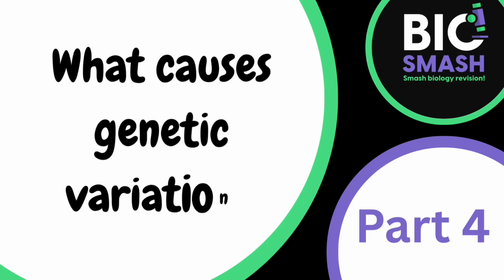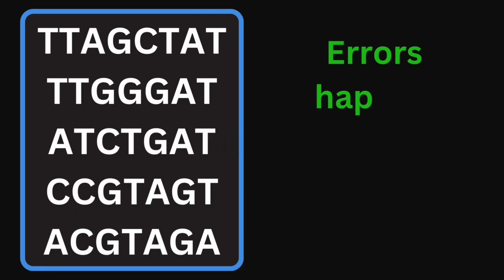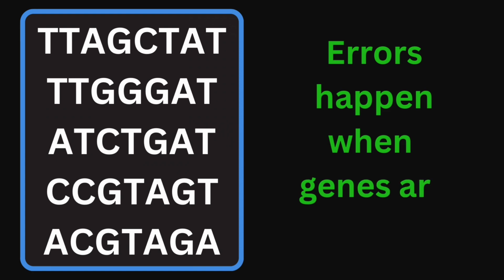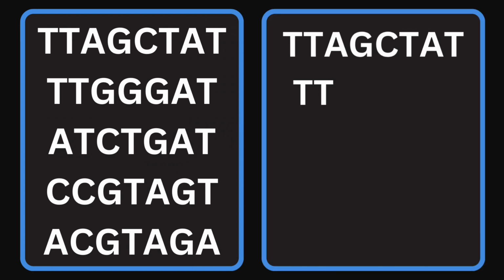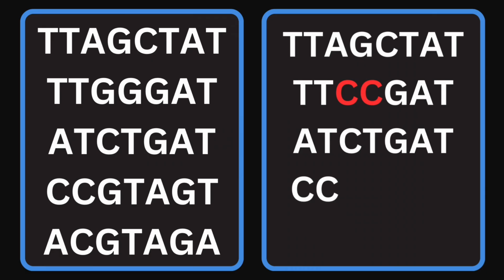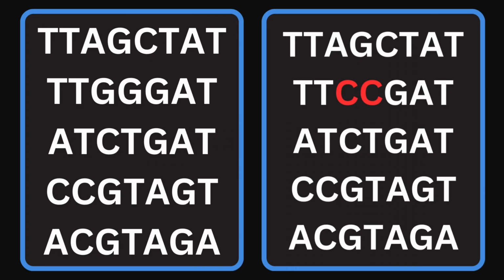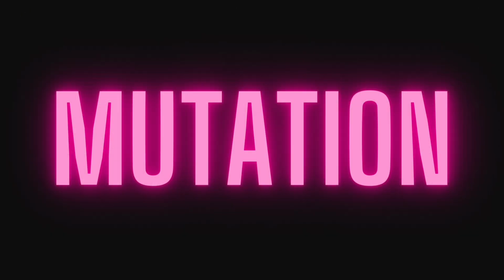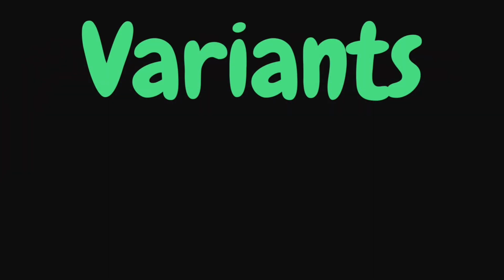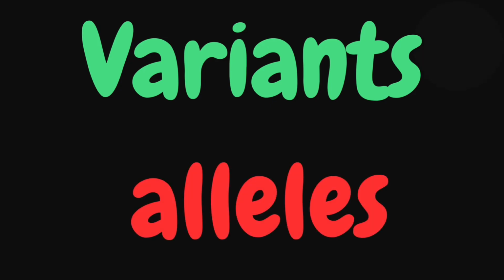Let's look at what causes genetic variation. When genes are copied, mistakes can happen, just like when you're copying out work. So, for example, this gene has been copied, but 2 C's have been put where there should be 2 G's. We call these changes to the DNA of the gene a mutation, and different mutations give us different variants of the gene. You might know that we call these different versions of the gene alleles.